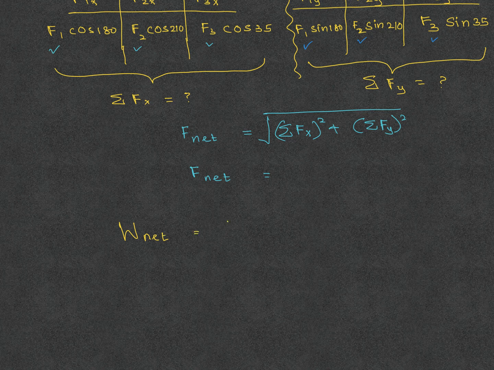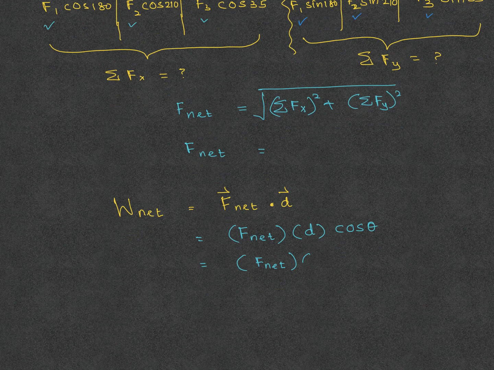So the net work is given by F net dotted to D. Now as I said, the direction of the canister's motion would be the same as the direction of the net force. Therefore you can say that these two vectors are parallel. So the angle in cosine theta in this case is going to be cosine 0. So substitute for F net, substitute for D and substitute for theta as 0. And now you are ready to get W net.